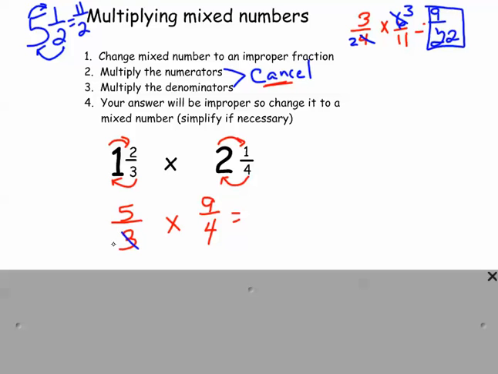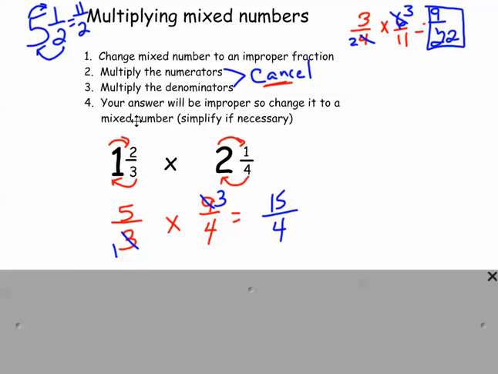So 3 divided by 3 is 1. 9 divided by 3 is 3. And then 5 and 4 don't have anything in common, so I can multiply straight across. So 5 times 3 is 15. 1 times 4 is 4.